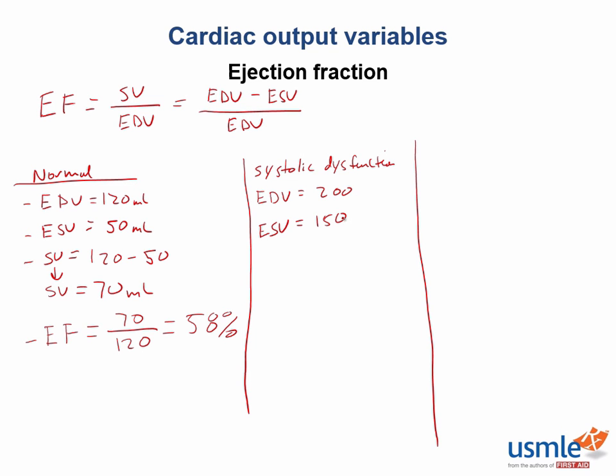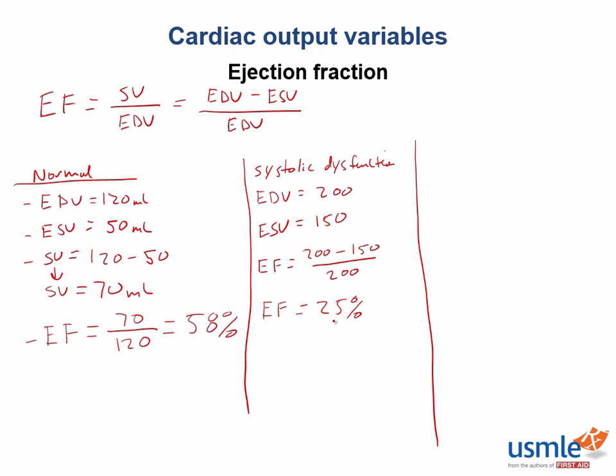So now if we plug this into our formula, where the ejection fraction equals 200 minus 150 divided by 200, we end up getting an ejection fraction of 25%. And this is well below normal.